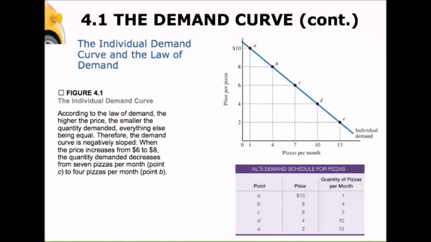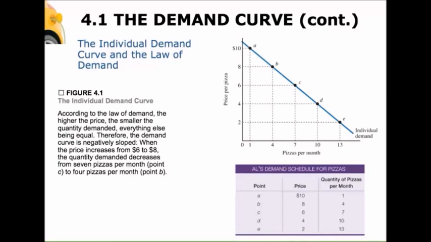Now let's look at an example of an individual demand curve for pizza. So here we're looking at Al, and how much pizza Al is willing to buy at any given price. And we can see this in the table, which is called the demand schedule. So here at point A, if the price of pizzas is $10, Al is willing to buy one pizza per month. If the price of pizzas goes down to $8, Al is willing to buy more pizzas, or 4 pizzas per month. And we can show that up here on the demand curve as well, that point A is when there's a price of $10, Al is willing to buy 1 pizza per month.